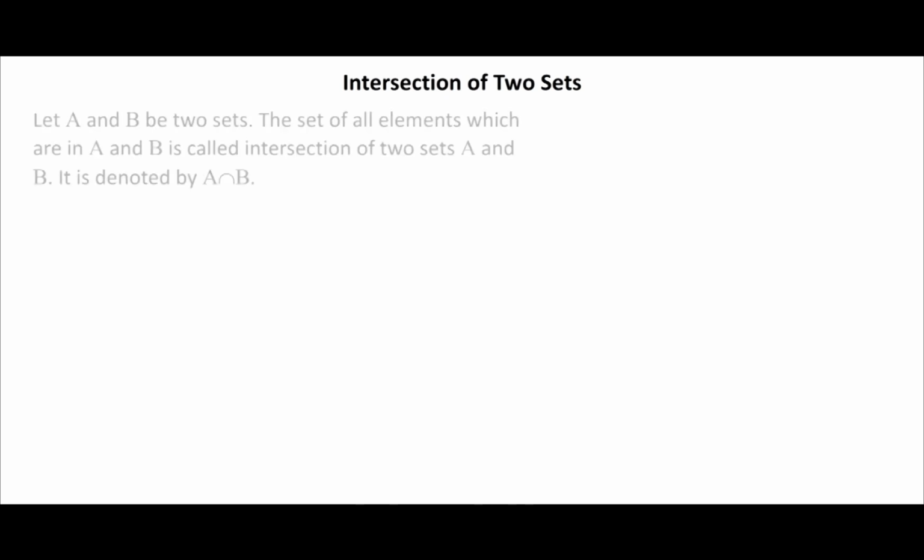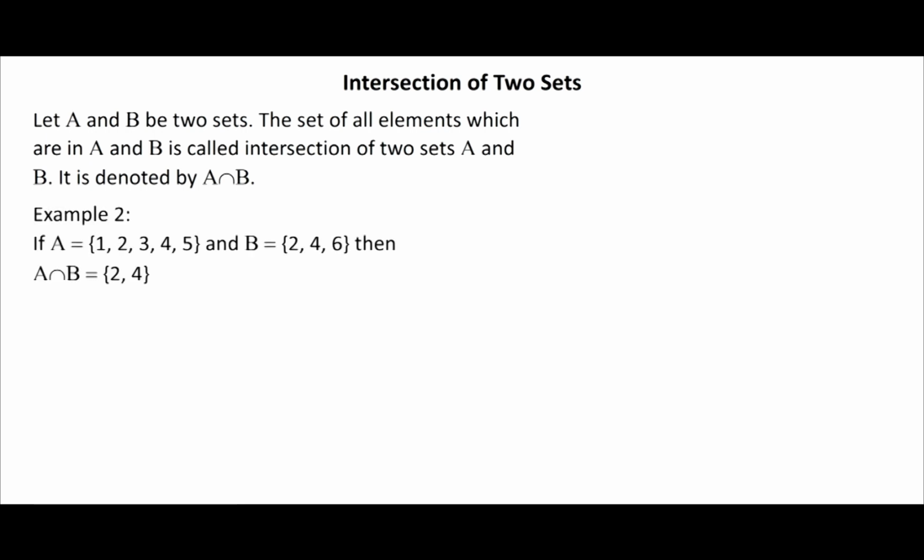Now let us see the definition of intersection of two sets. Let A and B be two sets. The set of all elements which are both in A and B is called the intersection of the sets A and B. It is denoted by A intersection B. Example, consider two sets A and B. Set A contains 1, 2, 3, 4, 5 and set B contains 2, 4 and 6. Then A intersection B contains 2 and 4. Thus, A intersection B contains x such that x belongs to the set A and to the set B.